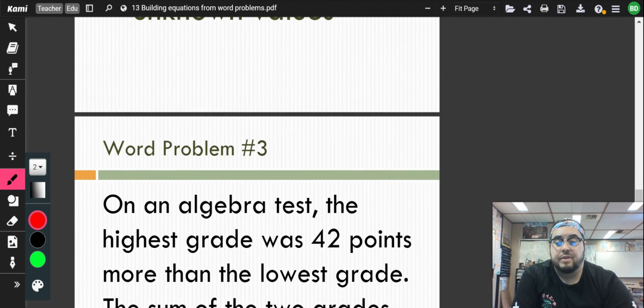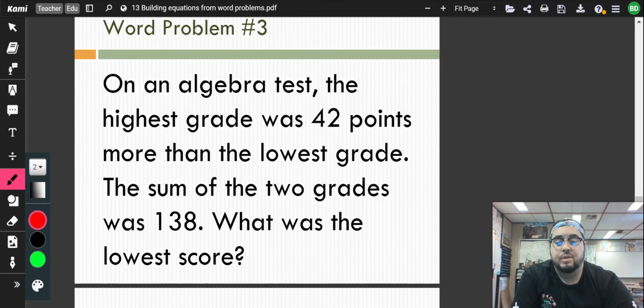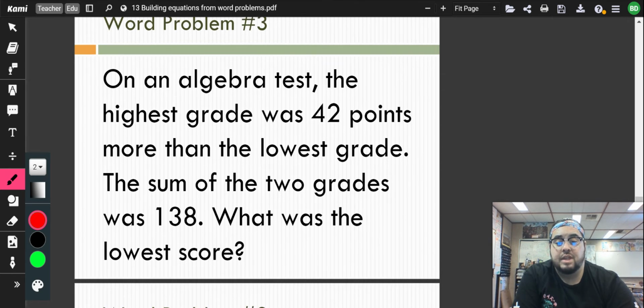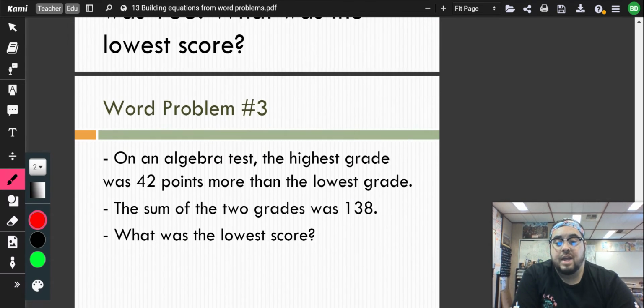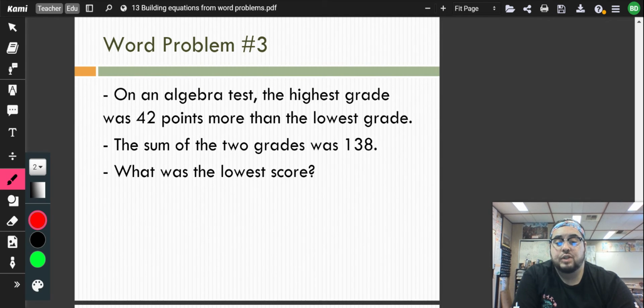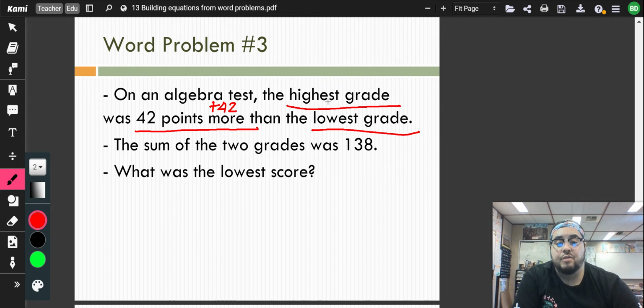So our first example of this, on an algebra test, the highest grade was 42 points more than the lower grade. The sum of the 2 grades was 138. What was the lowest score? Okay, so on this problem, there are 2 tests that we're thinking about. On an algebra test, we have the highest grade was 42 points more than the lowest grade. So we have the highest grade, which I don't know, but it's 42 points more, so plus 42. Then the lowest grade, which again, I don't know. They're both unknown values. I do know that the highest grade was 42 points more than the lowest grade, but that doesn't mean I know what the highest score is.